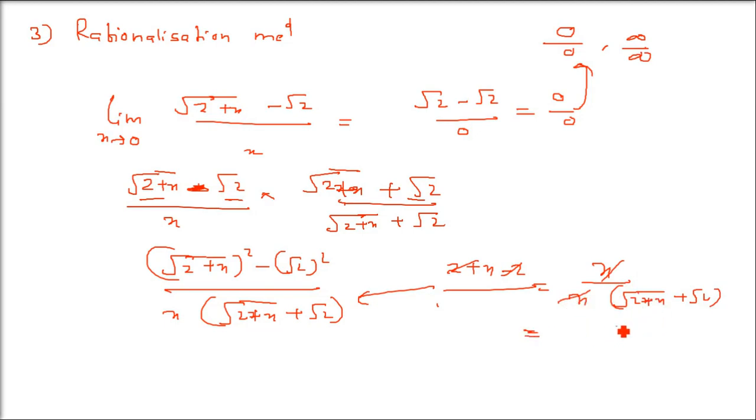So now you put x as 0 here. It will be 1 by (root 2 plus root 2). That is 1 by 2 root 2. So the problem of 0 by 0 or infinity by infinity has been avoided here. Now the fourth method which we are going to discuss is called evaluation of algebraic limits by using some standard limits.